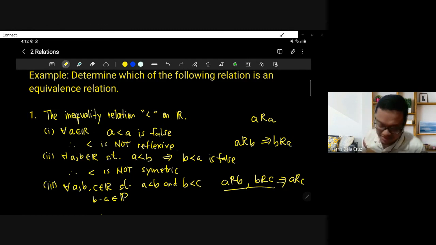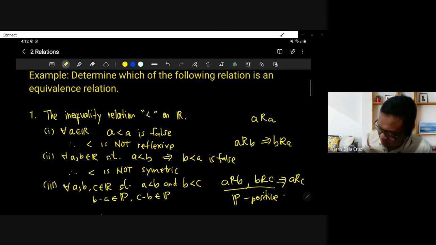Di ba yun yung ibig sabihin ng positive? B minus A is positive. Rather, di ba yun ang ibig sabihin ng A is less than B? Pag sinubtract mo yung A sa B, positive dapat lalabas. Ganon din, ang B less than C, ang ibig sabihin niya, C minus B ay positive. Tama? Again, I'm denoting the set of positive numbers this way. Parang capital P na naka-blackboard letter. So, positive numbers. Yan. Okay.